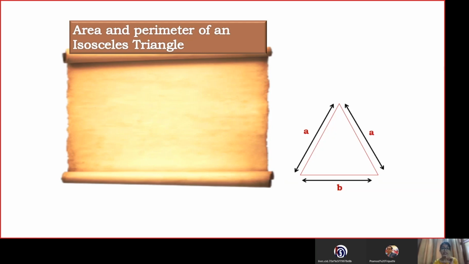Moving on, now we need to understand the area and perimeter of an isosceles triangle. What do we mean by an isosceles triangle? An isosceles triangle is a triangle in which two sides are equal. As you can see in the figure, you can see a triangle in which both the sides are of the same length.